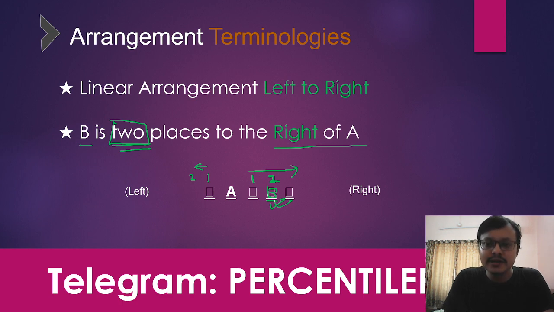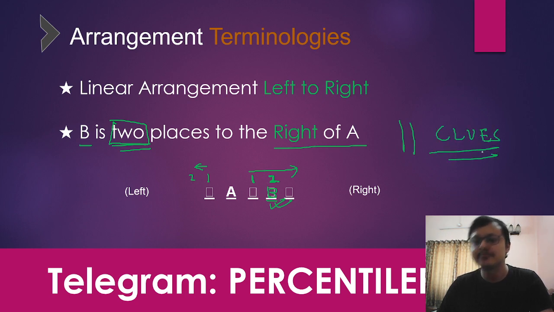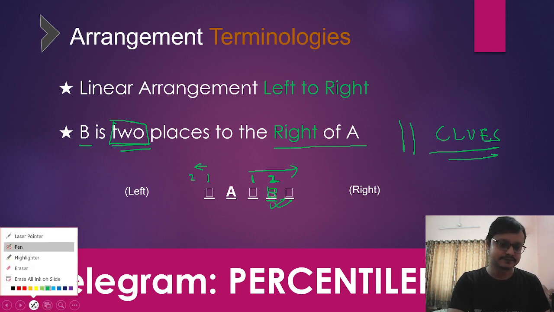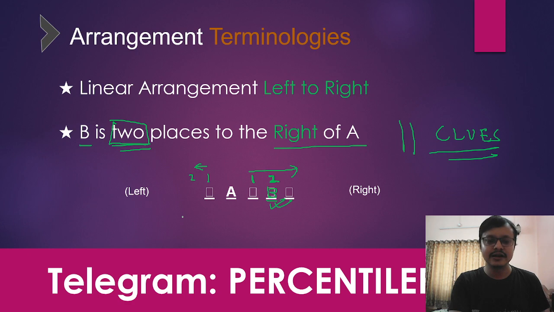So normally in DILR, in arrangement sets, what you'll have is a lot of clues like these, which you need to use to your advantage to be able to solve the entire structure. So make sure that you're able to solve and you're able to get the complete structure in place. Is that clear, everybody?